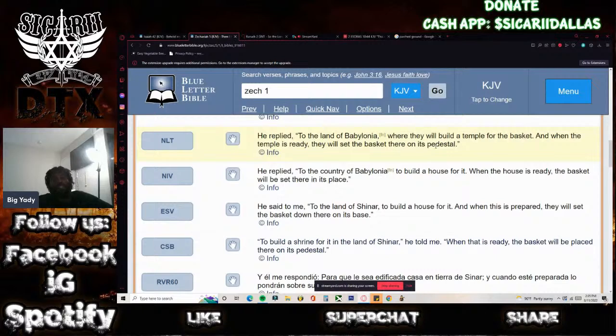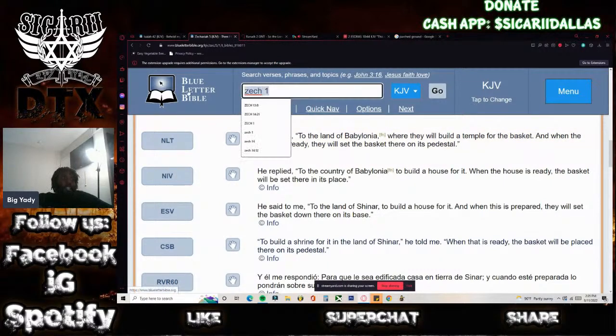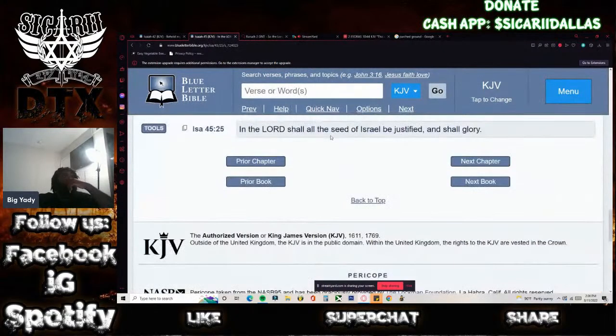And this also lets you know that all Israel is going to be saved. Because it said the basket, it doesn't just say the temple is going to be there. It says the basket's going to be there. That basket is a representation of the ephah where the woman is. That woman is Israel, letting you know that all Israel was going to be saved, just like how it says in Isaiah chapter 45. Isaiah 45:25, in Yahweh shall all the seed of Israel be justified and shall glory. And that glorification is being set on a pedestal.